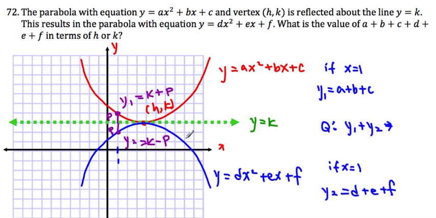So in other words, what I'm looking for is y1 plus y2. Then in this case, we get to realize k plus p, plus k minus p. Then our final answer is simply 2k, and that becomes our answer.